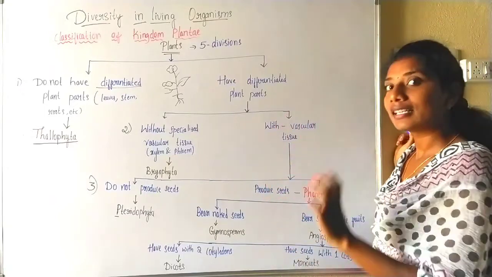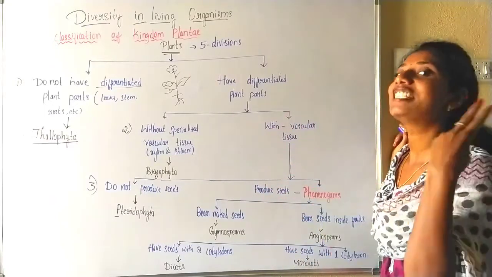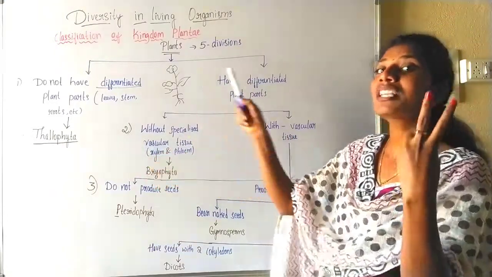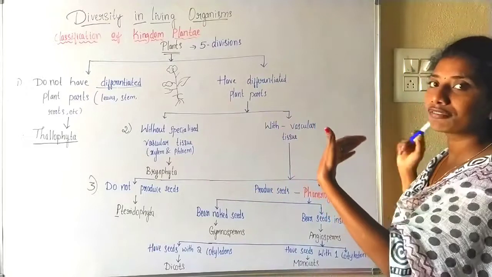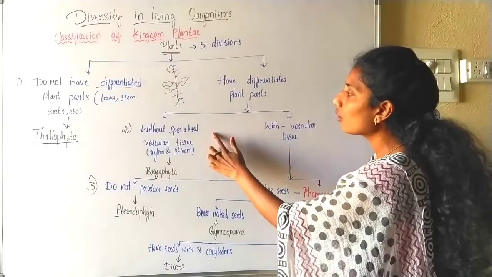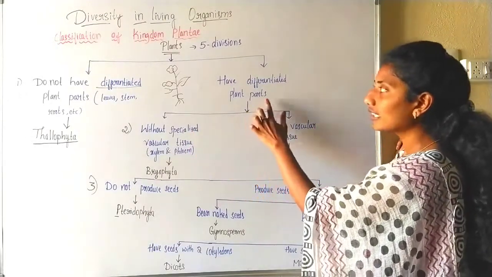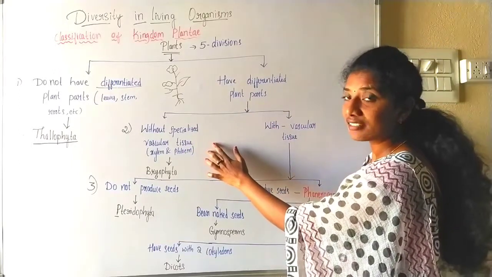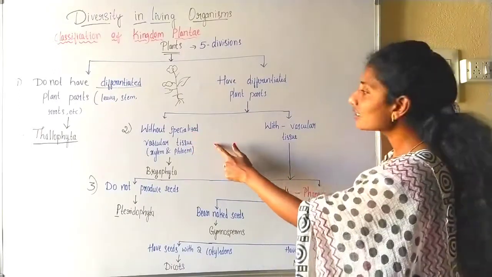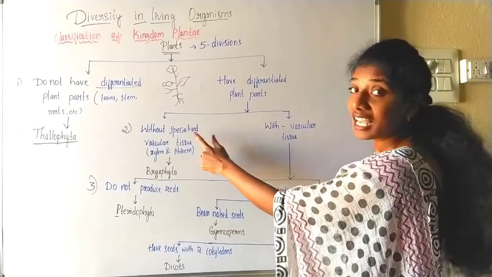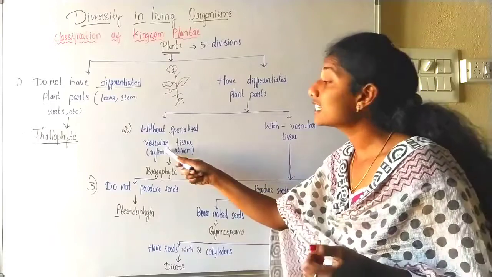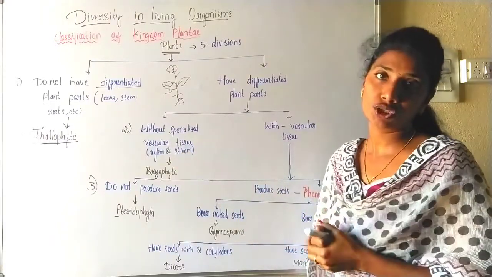So here we need to think of a second important characteristic feature which helps in the further division of the kingdom Plantae. The kingdom Plantae has been further divided based upon the next characteristic feature, that is the presence or absence of specialized tissue. What is a specialized tissue here? The presence or absence of vascular tissue.